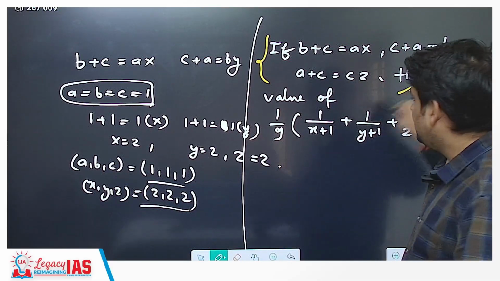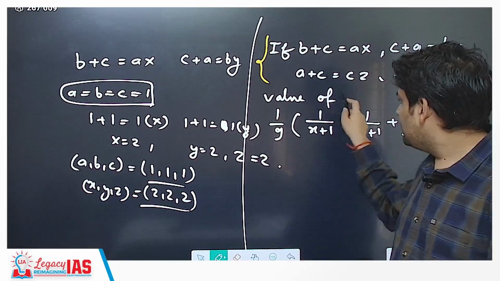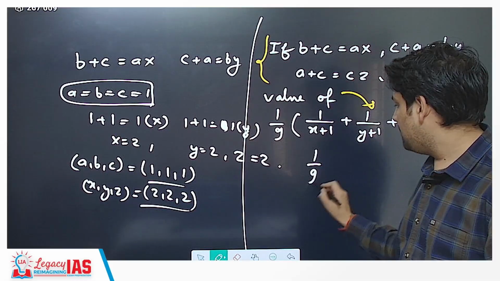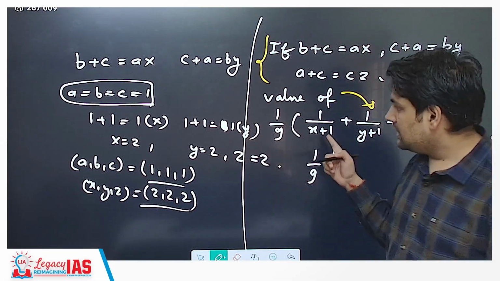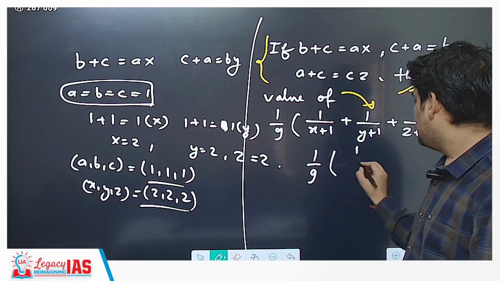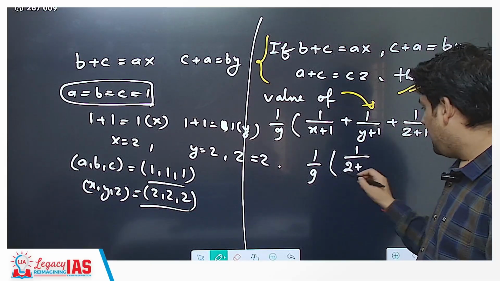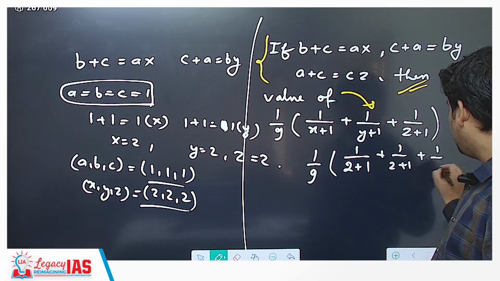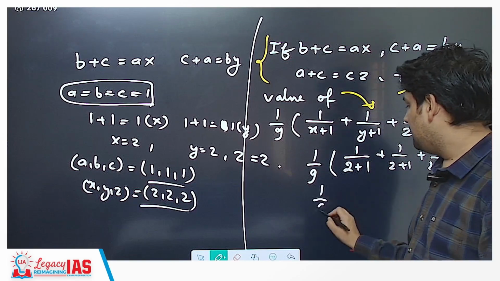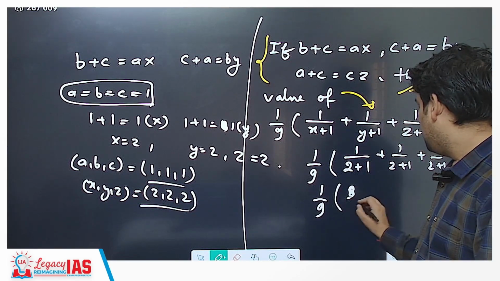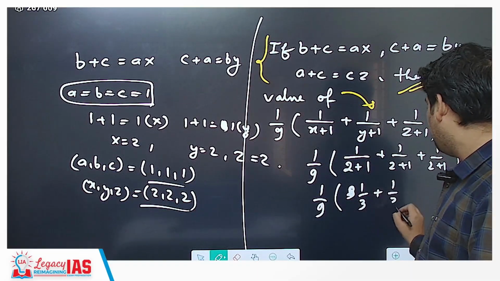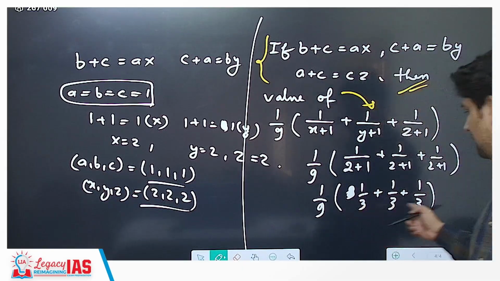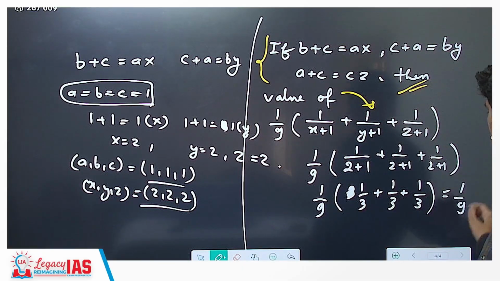Now, once these conditions are satisfied, what you do? You simply use these values here to find the value of this. Now, this becomes 1 by 9 into, instead of x, what you got? 2. So in place of x I put 2. So this becomes 1 plus 2 plus 1, 1 plus 2 plus 1 and 1 plus 2 plus 1. Or in other words, 1 by 9 into 1 by 3 plus 1 by 3 plus 1 by 3, correct? So this becomes 1. Your final answer becomes 1 by 9.